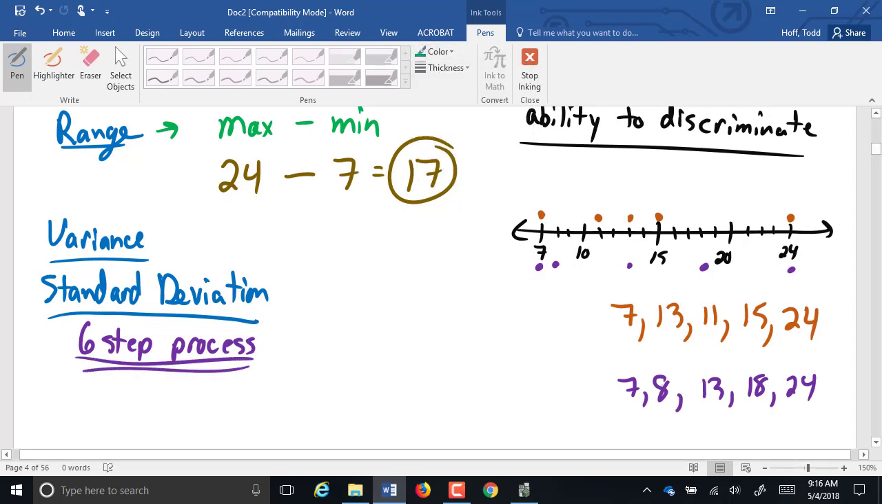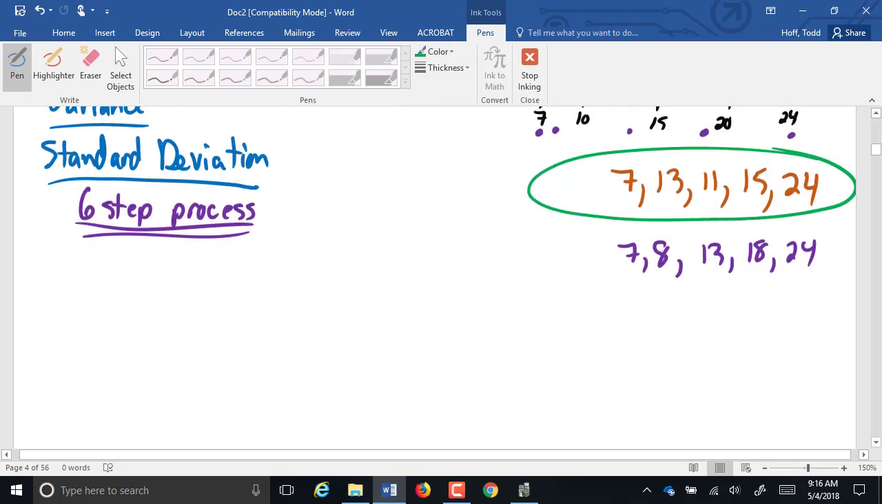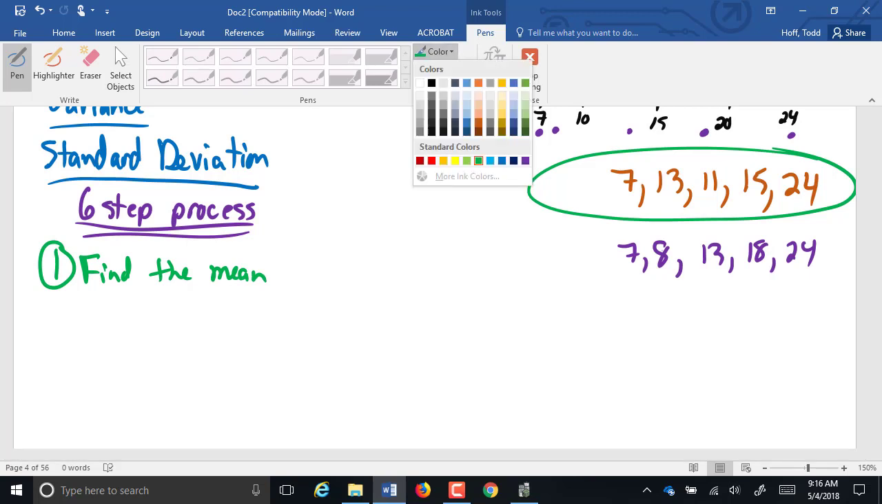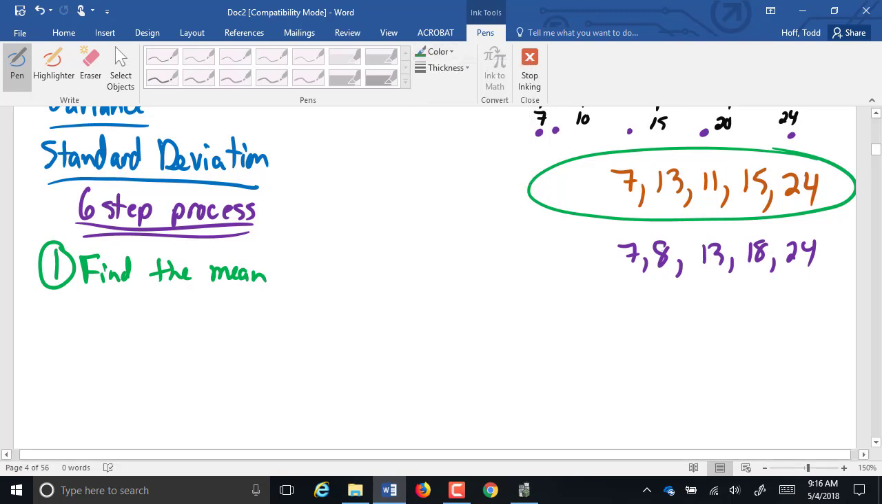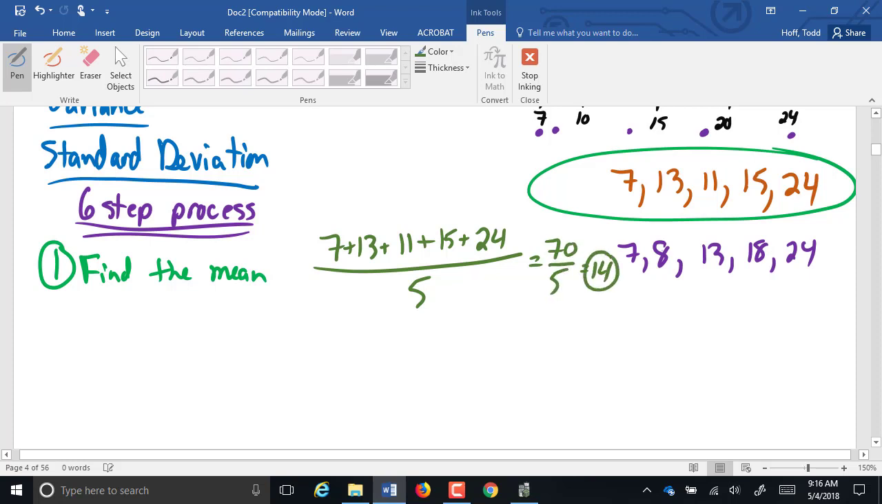So we're going to start out by using this top data set. And we'll do the 6 steps. Step 1 is to find the mean. So the mean of those numbers, again, we're going to add them up. 7 plus 13 is 20, plus 11 is 31, plus 15 is 46, plus 24 is 70, divided by 5. 70 over 5 is 14. So 14 is our mean.